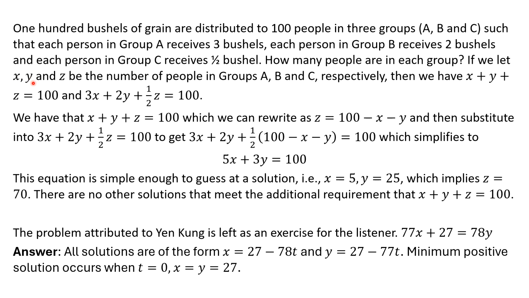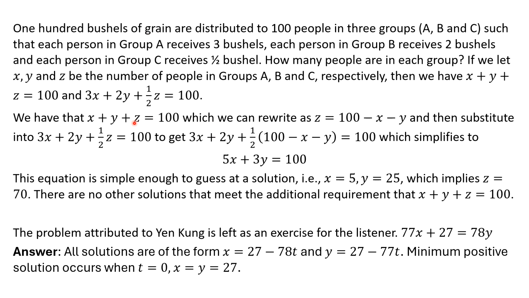If we let x, y, and z be the number of people in groups A, B, and C respectively, then we have the sum x plus y plus z equals 100, and we also have this equation here from the distribution: 3 bushels times each person in group A, 2 bushels times the number of people in group B, and then a half a bushel times the number of people in group C, and that has to also equal 100, right? There's 100 bushels of grain.